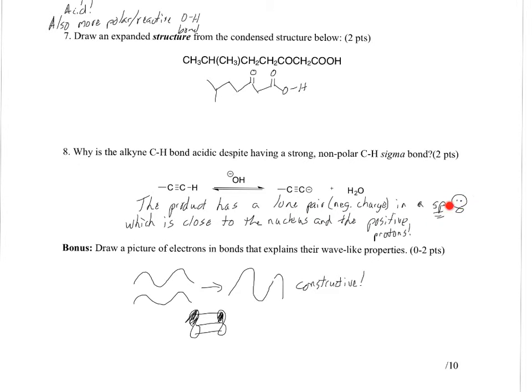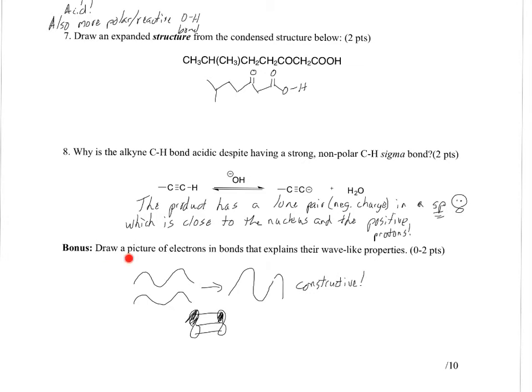Now an sp orbital is the fat short one, which is close to the nucleus and the positive protons, which makes it more stable. Like opposites attract. So putting electrons in an sp orbital is much more stable. Even though this is a really strong bond, it doesn't matter. If the product's really stable, that's a possible thing that could happen.